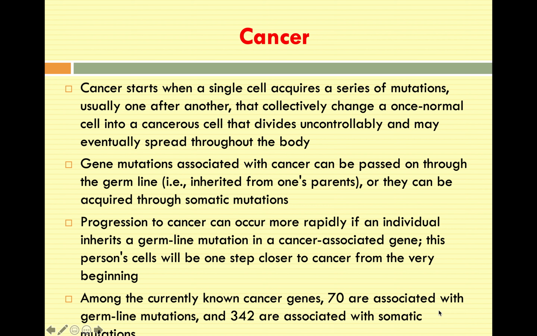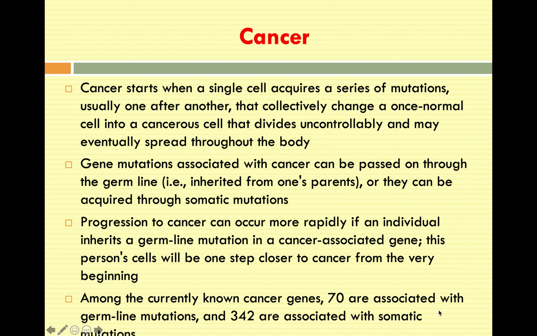Now, cancer usually starts when a single cell acquires a series of mutations. They can occur one after another, but collectively they change a once normal cell into a cancerous cell that divides uncontrollably and may eventually spread throughout the body, like I was saying earlier. Gene mutations associated with cancer can be passed on through the germline, inherited from one's parents, such as in breast cancer and prostate cancer, or sometimes they could be acquired through somatic mutations.